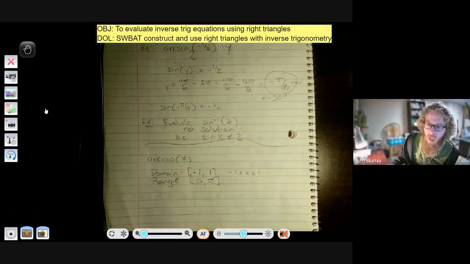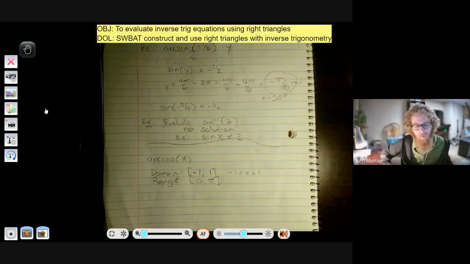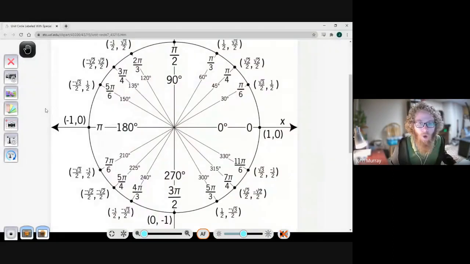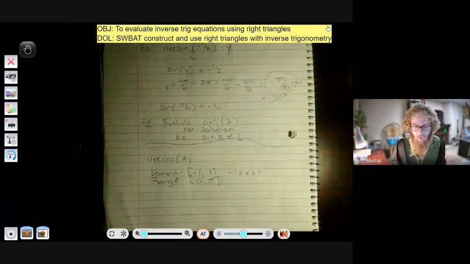So the range, the outcomes for my arc cosine, are a little different because now I'm only dealing with the top half of the unit circle, the north hemisphere. For arc sine, we're looking at the right side, the east hemisphere. But if you have your calculator, you can always use that.